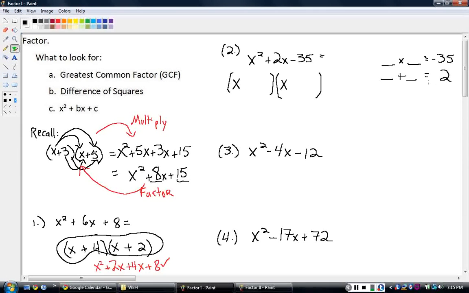So if you think about all your factors of 35, what do you got? 35 and 1? 7 and 5. So it's got to somehow be 7 and 5, so I'm going to write that down.